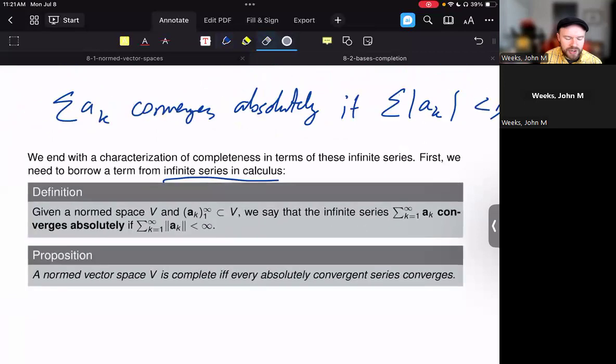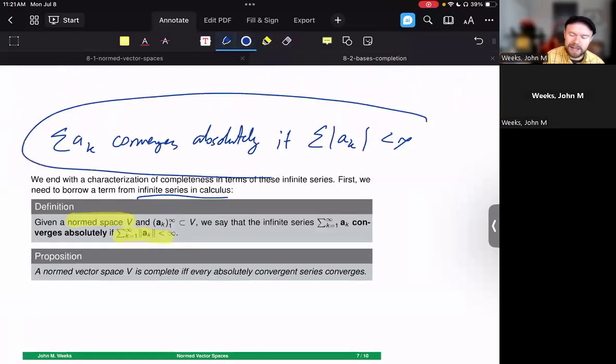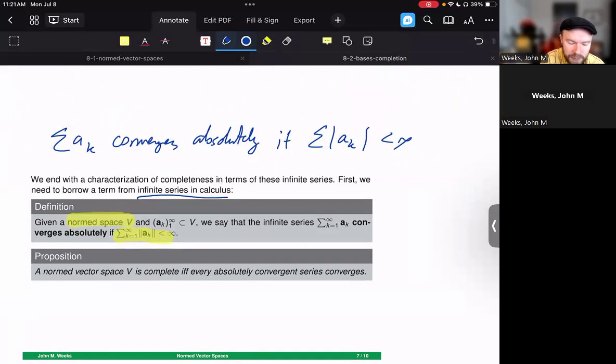But we will use that notion here to say that an infinite series in a normed space converges absolutely if the sum of their norms is less than infinity. Notice that this lines up directly with the theorem for calculus, because in terms of the real numbers, the norm of a number is the absolute value of that number. Going back to the video lecture for 8-0, those two things are meant to line up with each other, our notion of norm and our notion of magnitude of a number. So this is the exact same definition, we're just borrowing it verbatim.